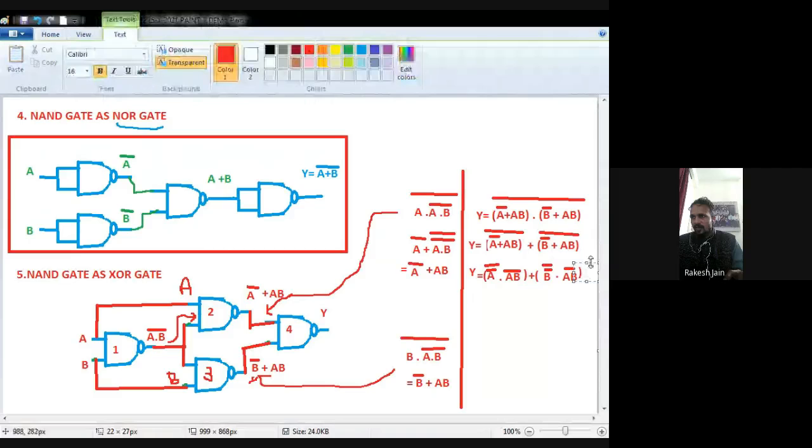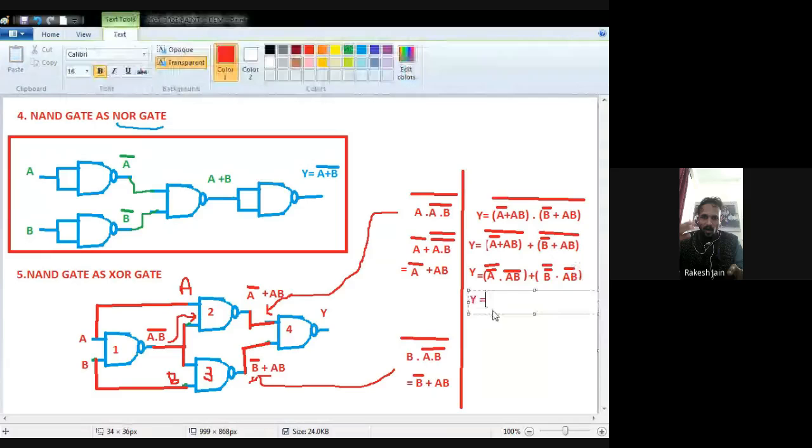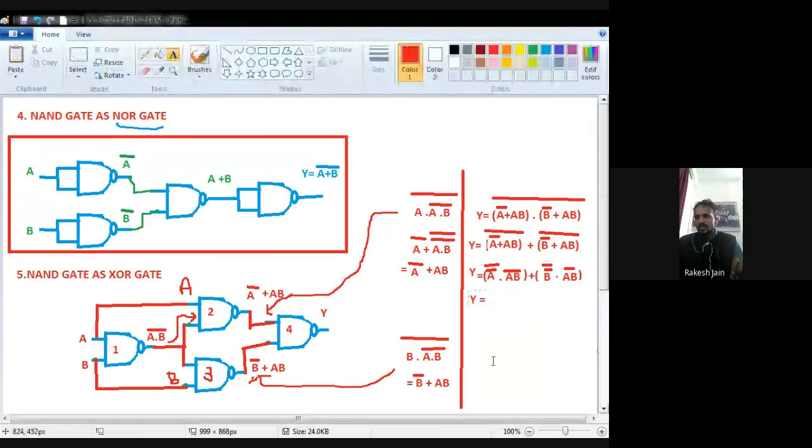See very carefully, just within 5 minutes the topic will be completed. So y is equal to... then in the next lecture we will see how a NOR gate will be converted into a universal logic gate and all other logic gates. At that time you will understand completely.